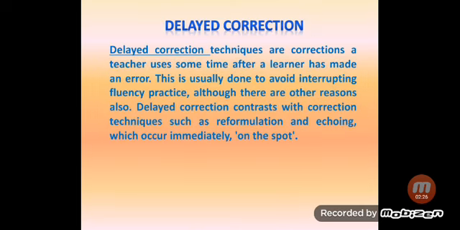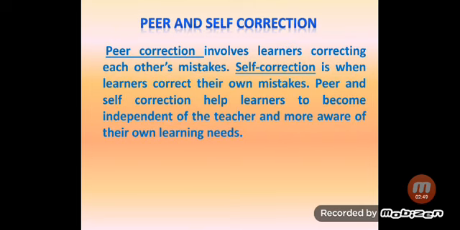Delayed correction. Delayed correction techniques are corrections a teacher uses sometime after a learner has made an error. This is usually done to avoid interrupting fluency practice. There are also other reasons. Delayed correction contrasts with correction techniques such as reformulation and echoing, which occur immediately on the spot.